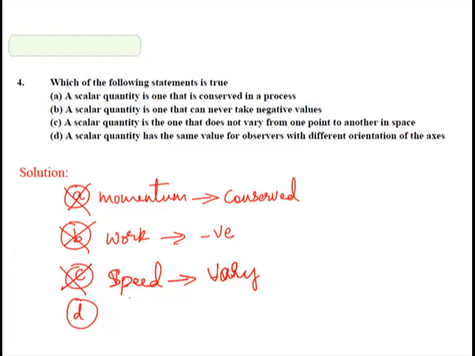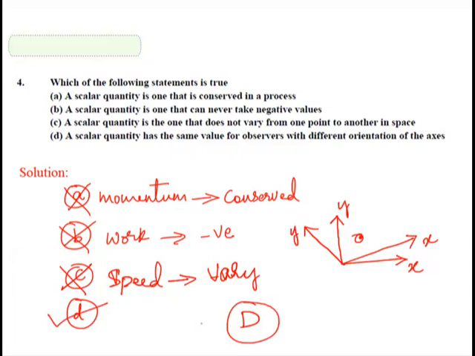D: a scalar quantity has the same value for observers with different orientations of the axis. If you change the orientation of the axis, it will not change, because it does not have any direction, right? So no matter how you keep your axis, like x and y, if you rotate this axis, I don't think a scalar quantity in this coordinate system will change. Okay, so the right option is D. D is the right option.